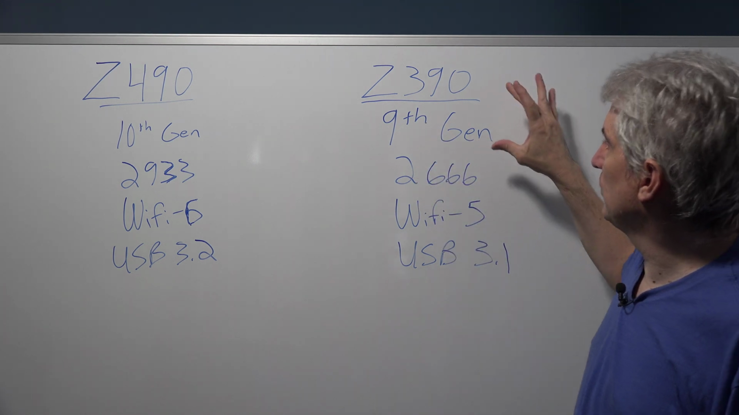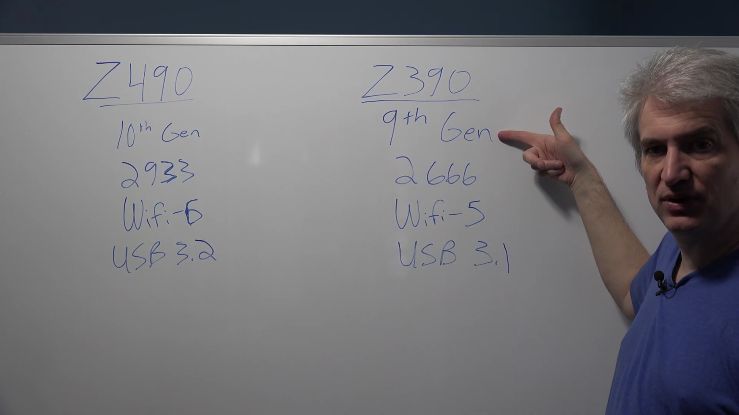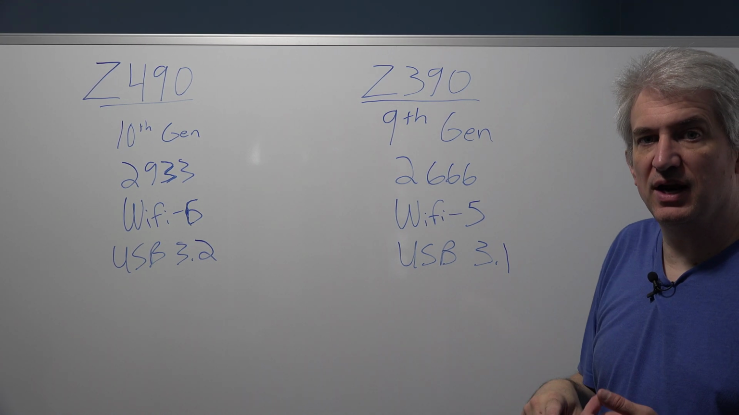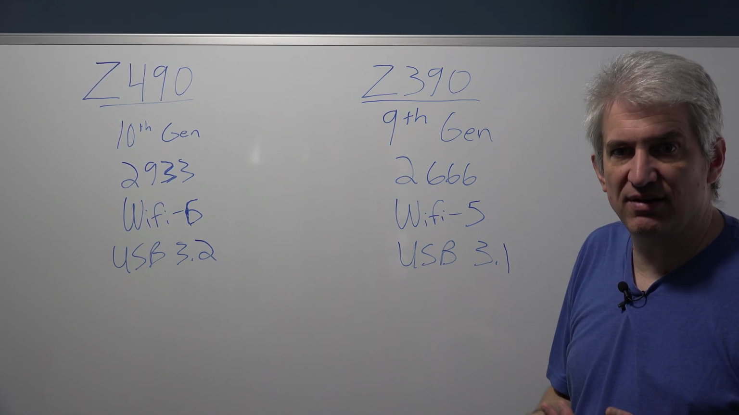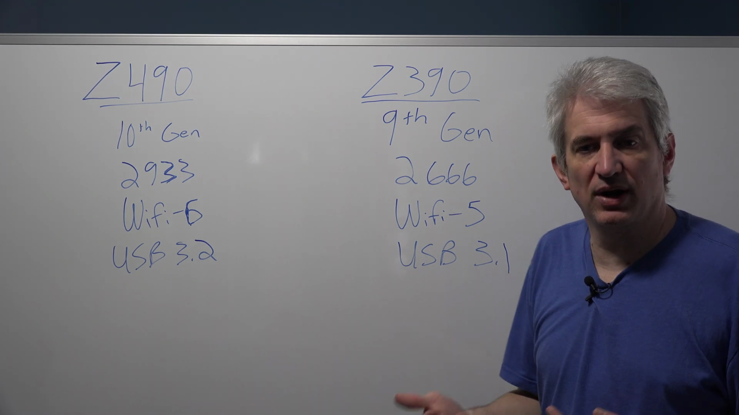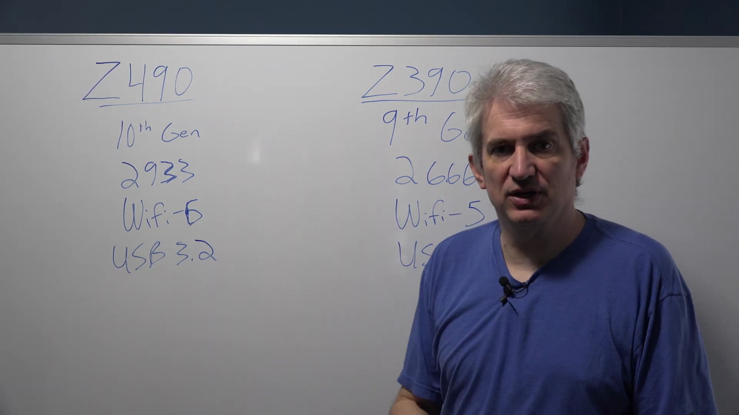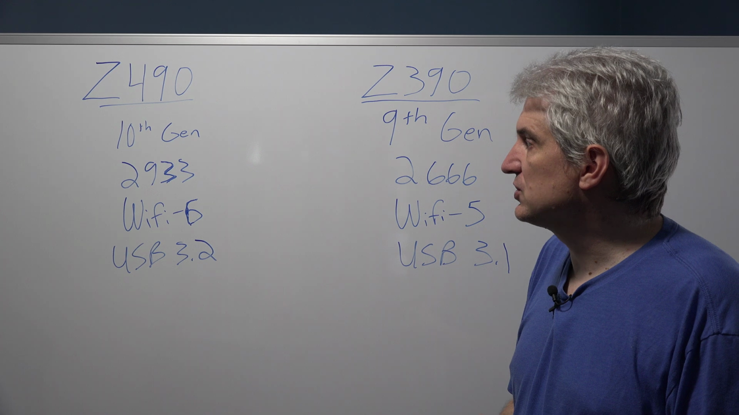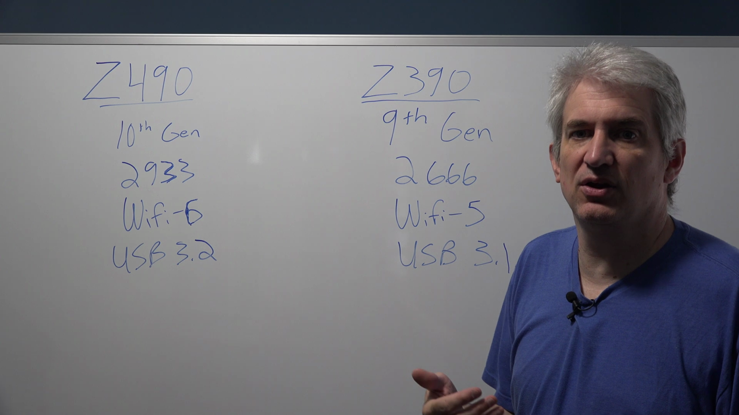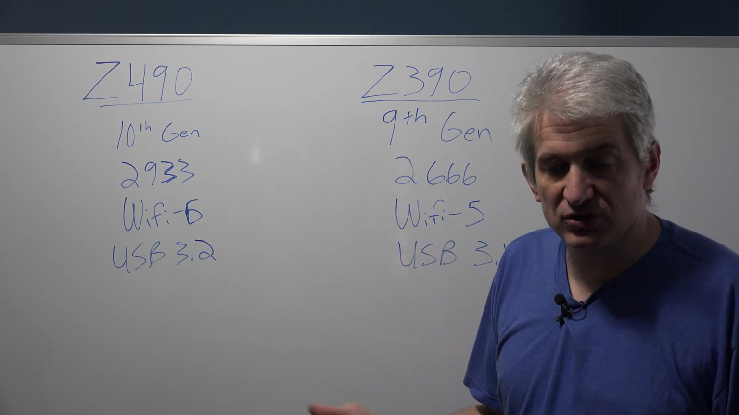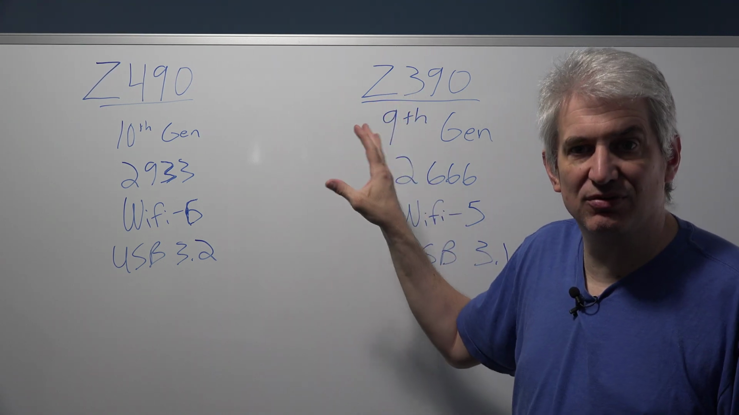So what we were on with 9th gen is Z390, and that supports all 9th gen processors: the 9900K, 9700K, 9600K, 9500, 9400, everything starts with the number 9. And now with Z490, we're supporting 10th generation with that motherboard. That means the 10400, 10600K, 10700K, 10900K. They all start with the number 10. That's how you know they're 10th generation, and that's really the biggest difference.